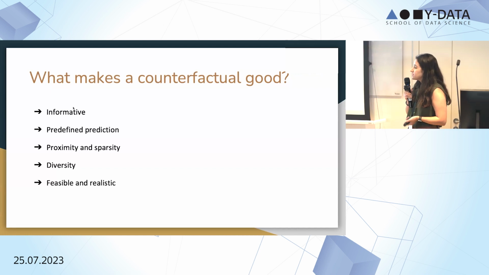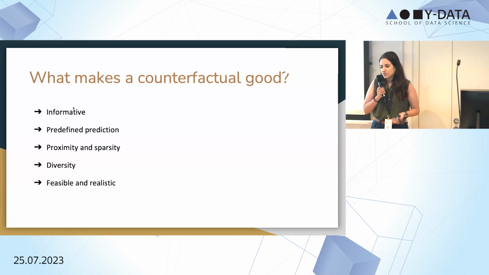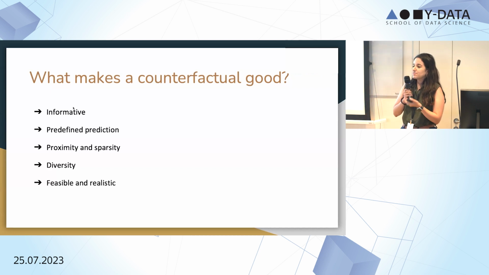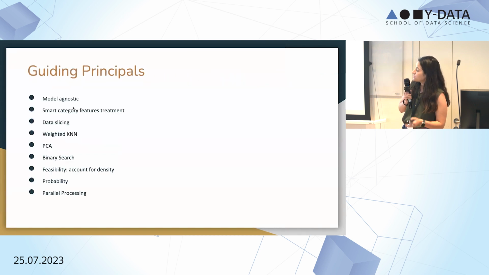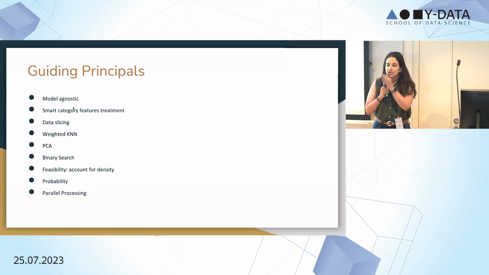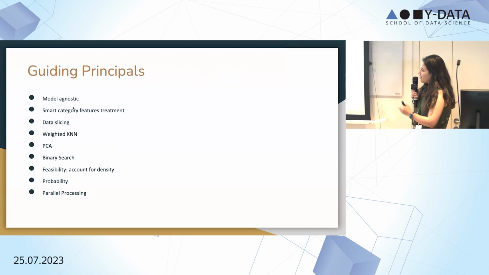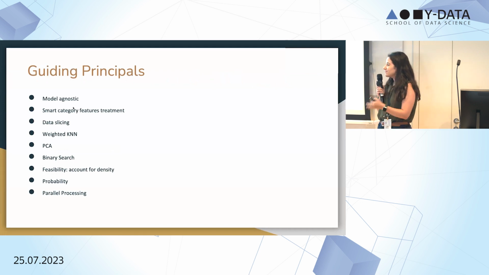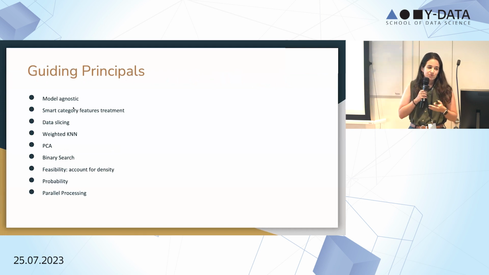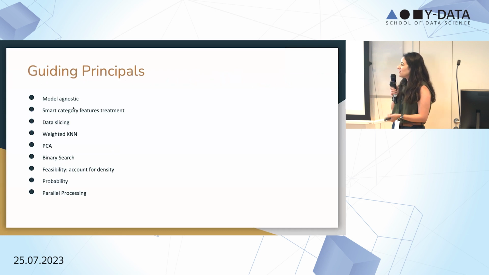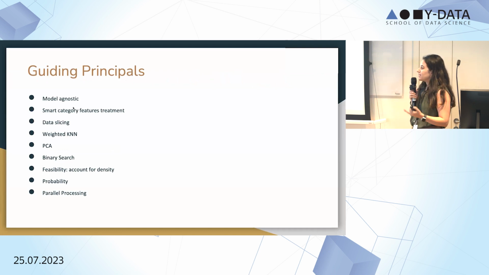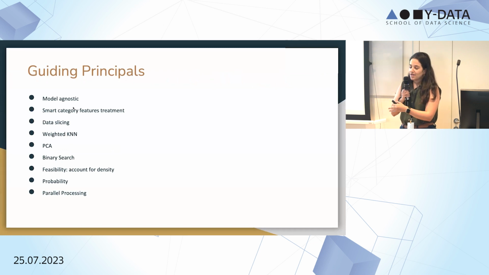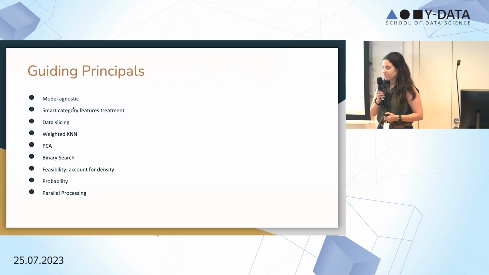And I also need to make it diverse. Because if your only option to not have a stroke is to lose 70% of your weight, then maybe that wouldn't be very realistic. And so, taking all of this into consideration, we designed our entire algorithm. Though we don't have enough time to talk about everything on this board, in our algorithm we took into consideration weighted KNN, PCA, binary search, probability, and many of the algorithms here, to make the package fast and very, very good.